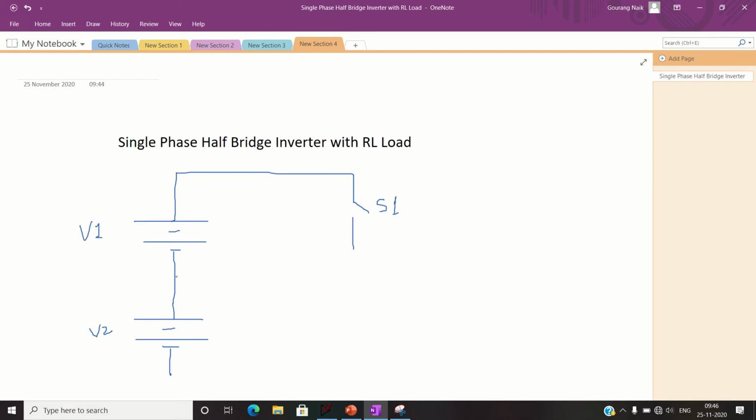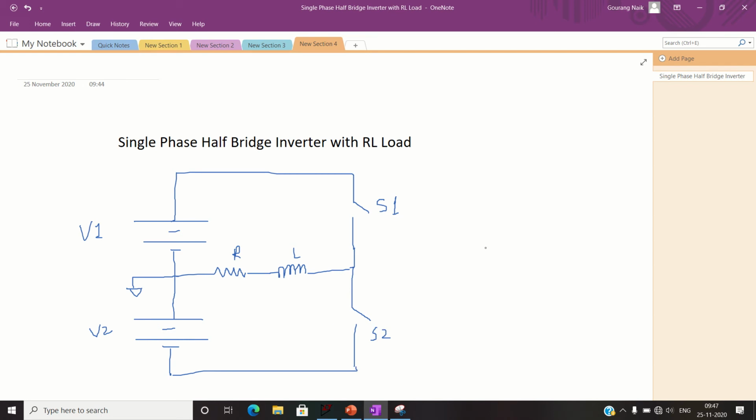Okay, and then because it is an RL load, it will have a resistance, and then it will have an inductance. You can say this is the common point. You have an RL load. This is resistance, this is inductance. Similarly, you will have one switch here, which is connected to the second battery, S2.